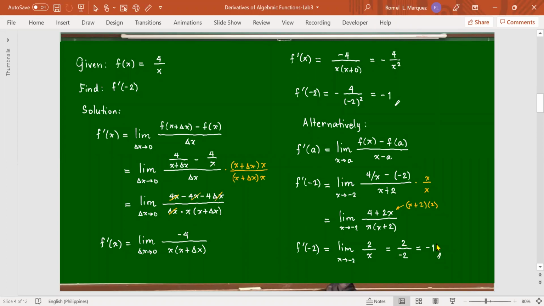So if you have a specific value of x, you can make use of this formula for the definition of the derivative. Okay?